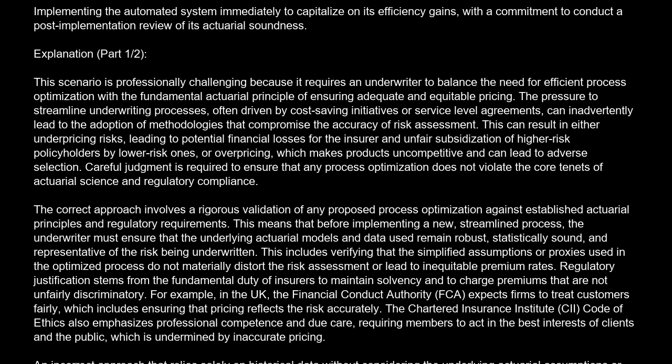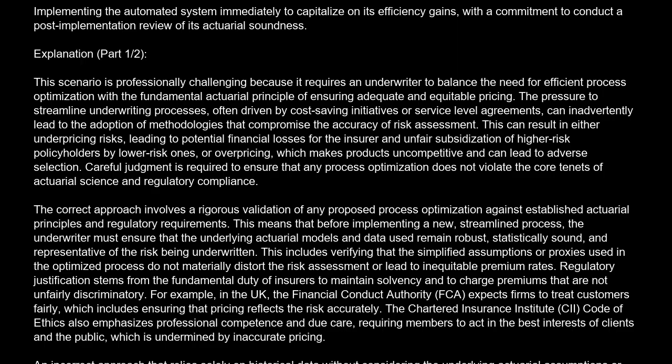The pressure to streamline underwriting processes, often driven by cost-saving initiatives or service-level agreements, can inadvertently lead to the adoption of methodologies that compromise the accuracy of risk assessment. This can result in either underpricing risks, leading to potential financial losses for the insurer and unfair subsidization of high-risk policyholders by lower-risk ones, or overpricing, which makes products uncompetitive and can lead to adverse selection.